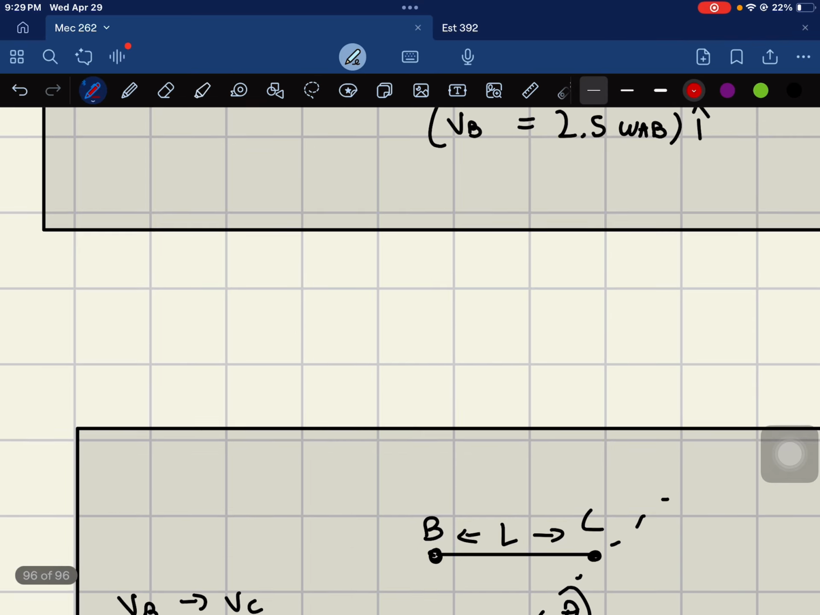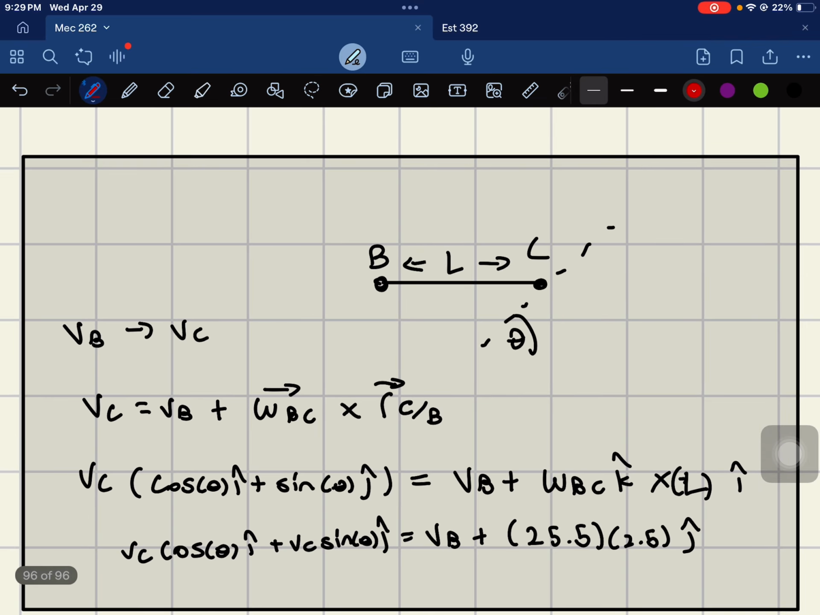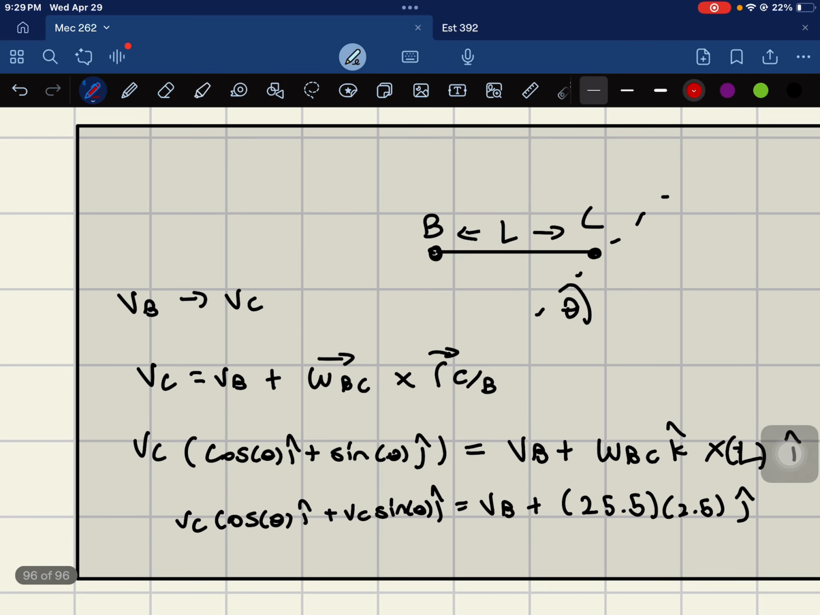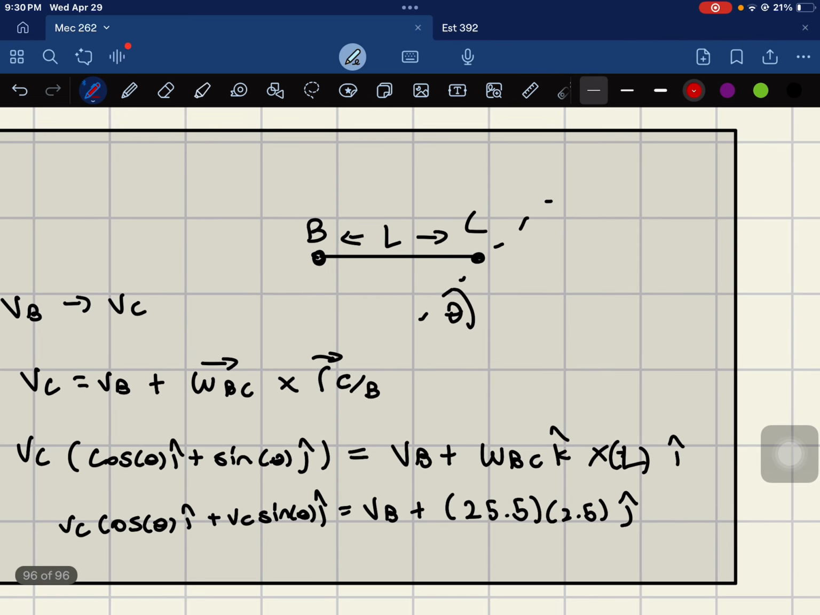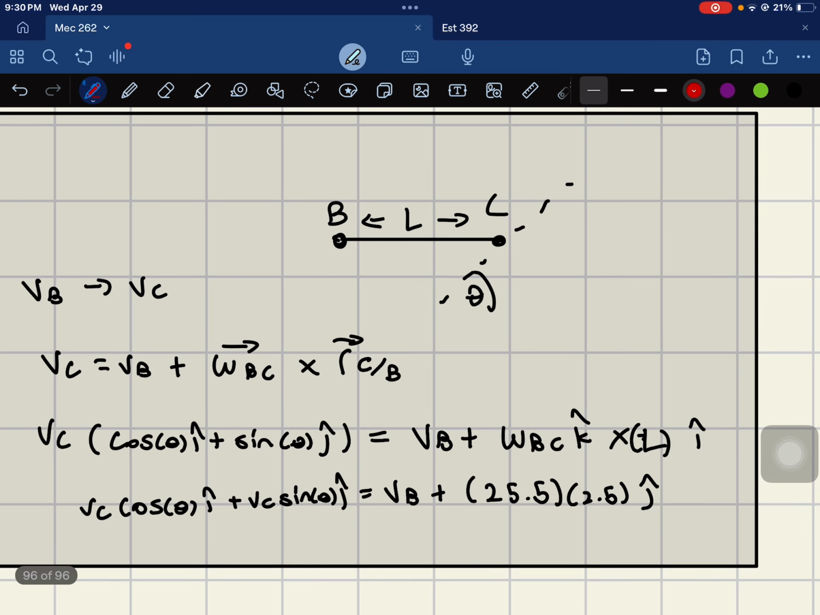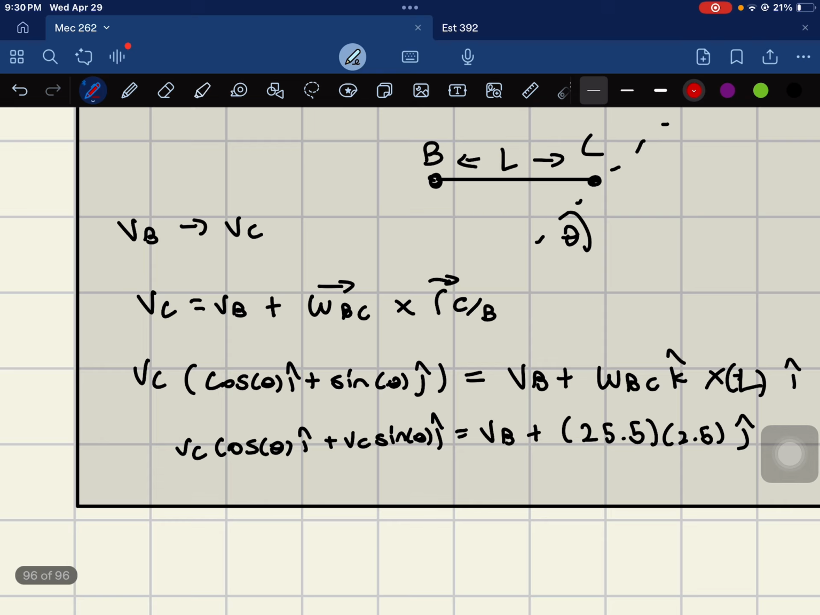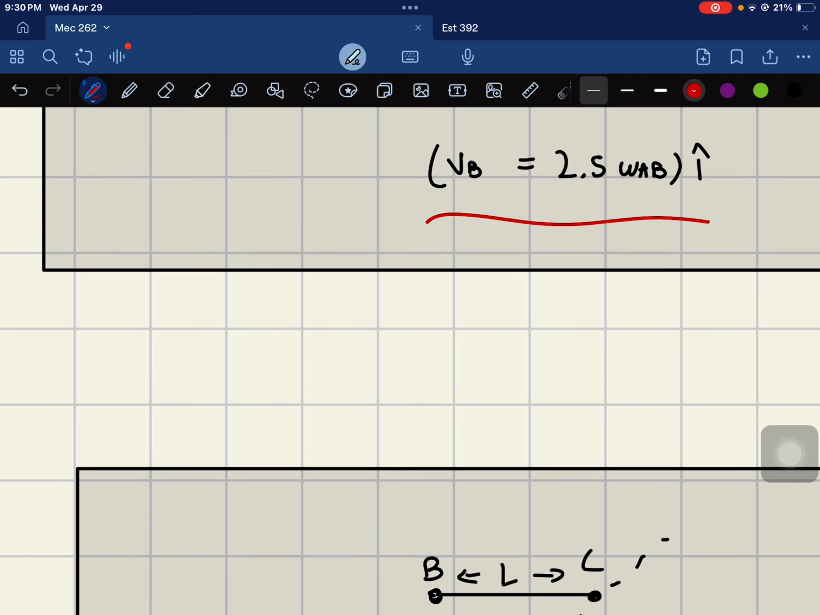And then after that, we're going to start analyzing from B to C. And when we analyze that, we know VC has a J and I component at an angle. And we know VB from the previous analysis of the linkage from A to B, and we know omega BC is given, and we know the length is in the I-hat direction. So when we take K cross I, we're going to get J, and we write our equations and knowns, and we don't know VB, but from what we saw from here, we could plug in.